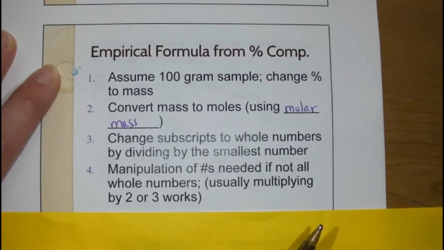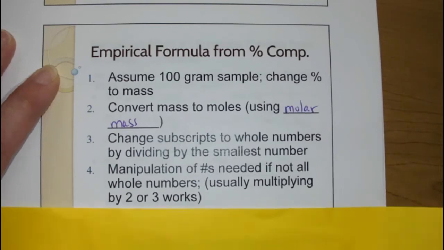Sometimes you're going to have to manipulate the numbers even more if you still don't have whole numbers. And usually that works by multiplying all of the numbers by 2. And if that doesn't give you whole numbers, then 3 usually works. So we'll see one of those in our examples.